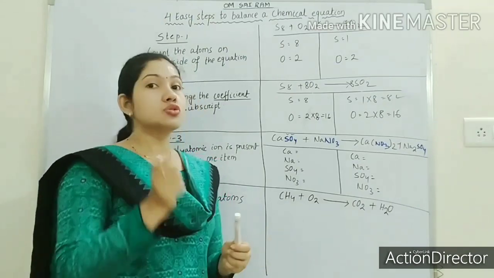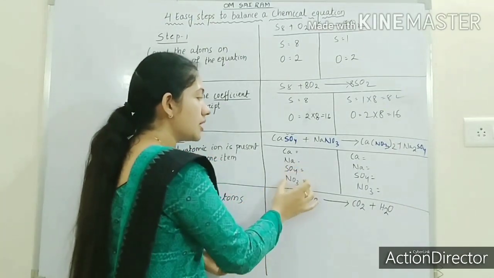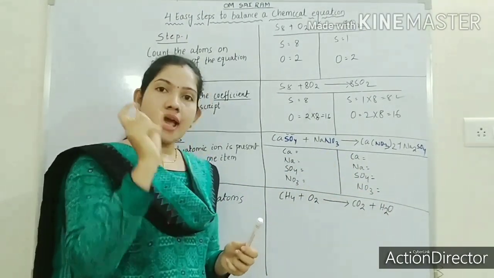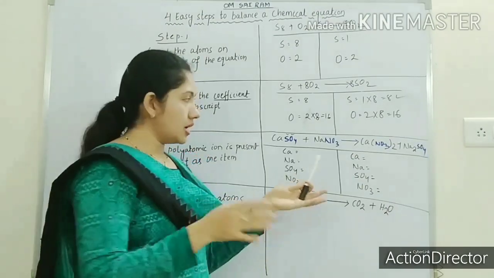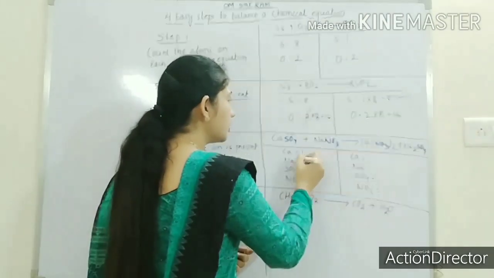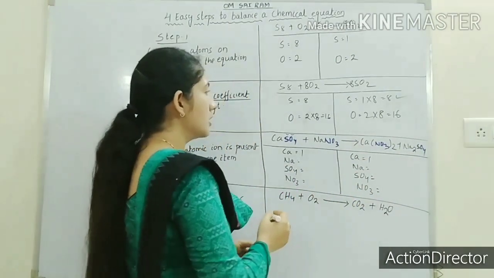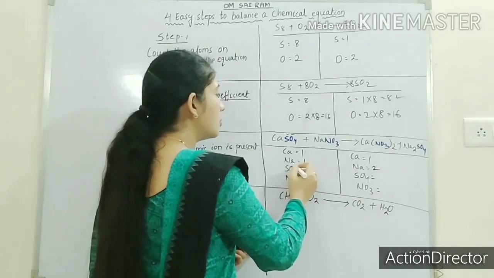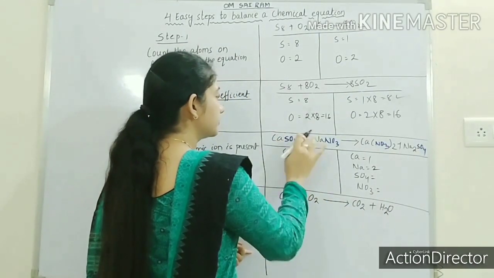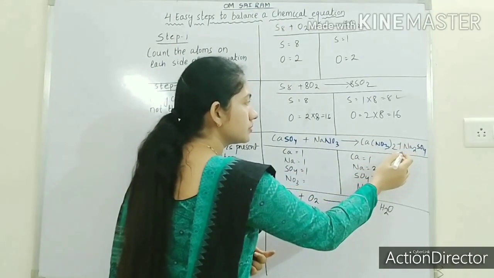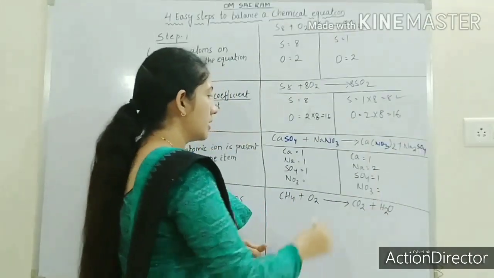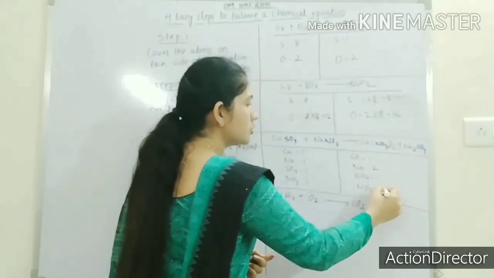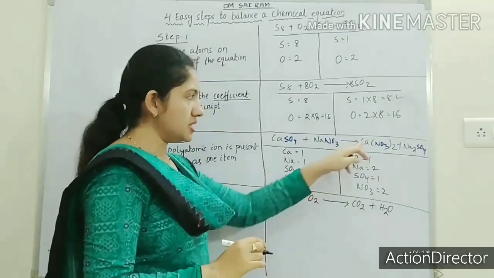Note it down very carefully. Whenever you are writing a polyatomic ion, write that polyatomic ion as a single item. Now let us balance it. Calcium 1, this side also 1. Sodium 1, this side sodium 2. SO4 1, this side SO4 1. NO3 this side 1 and this side NO3 2.